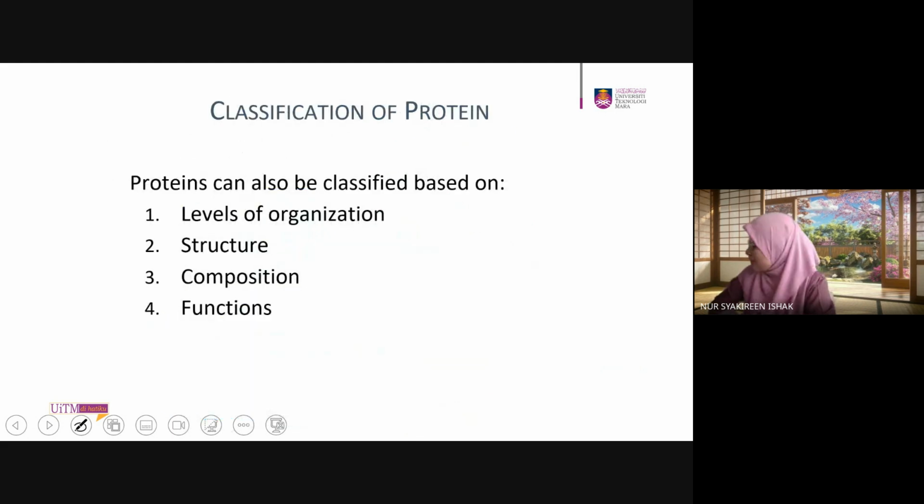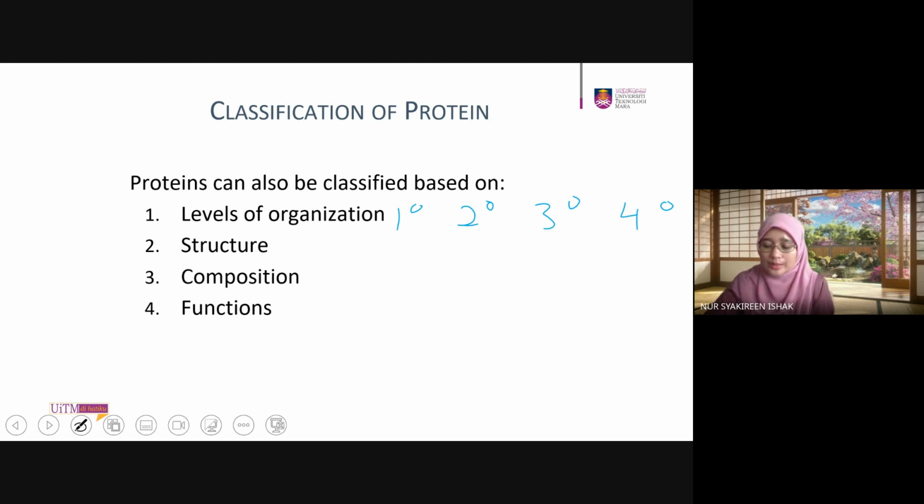So, classification of protein. Protein can be classified based on levels of organization, how the amino acids are arranged. Later we will look at the levels of organization. We have 4 levels: the primary structure, the secondary structure, tertiary structure, and quaternary structure.